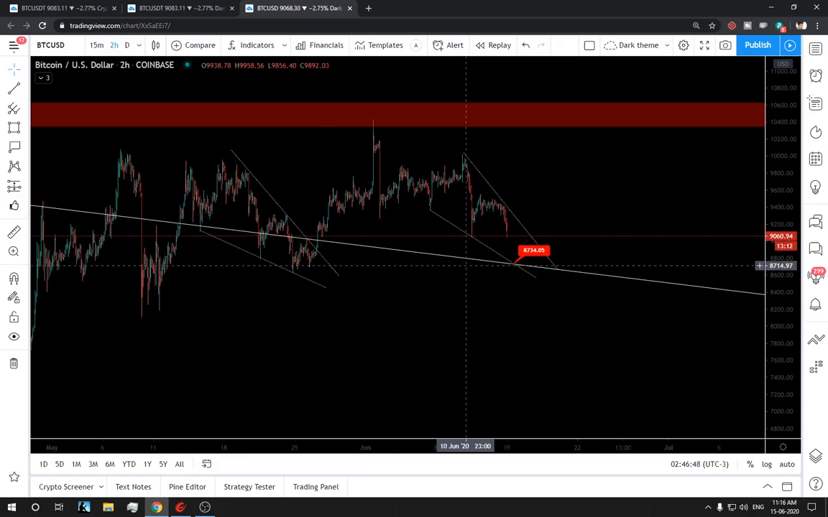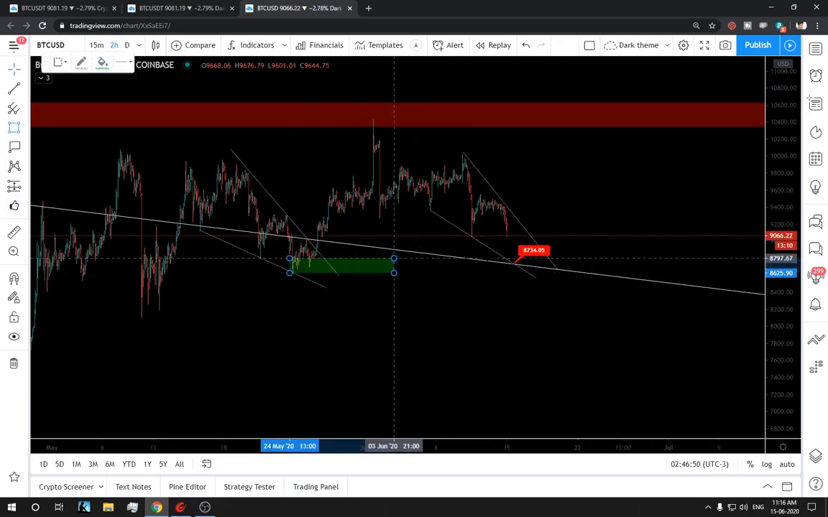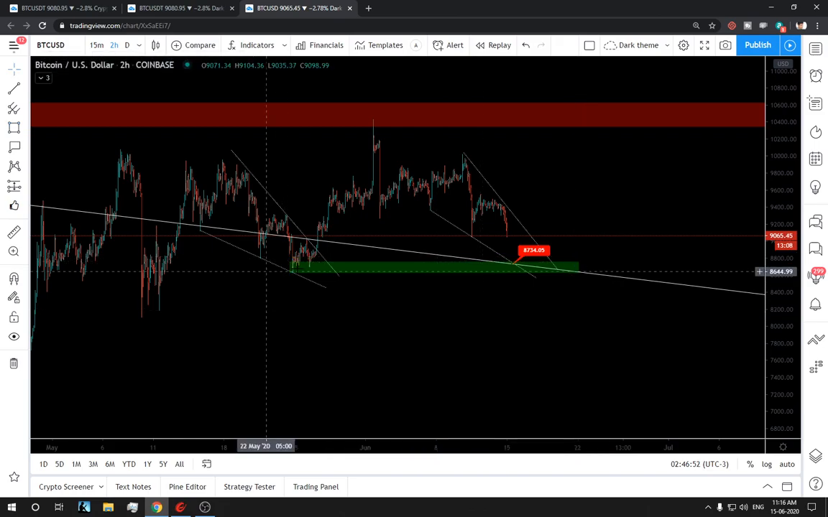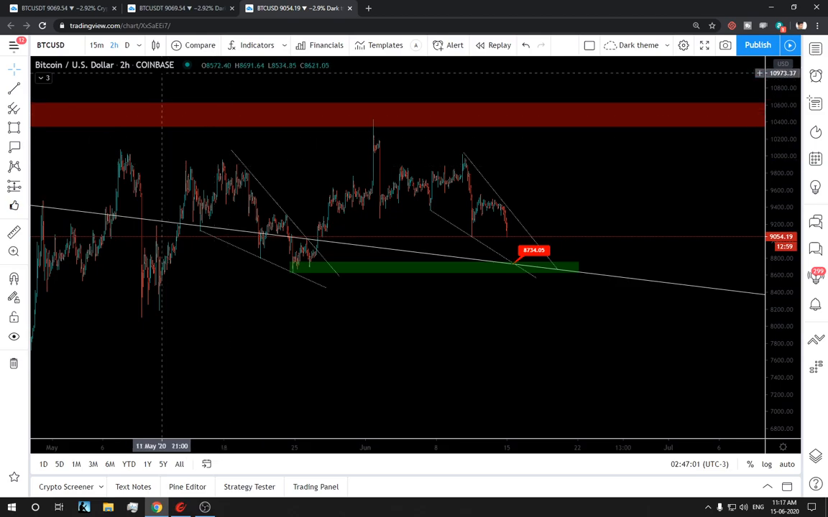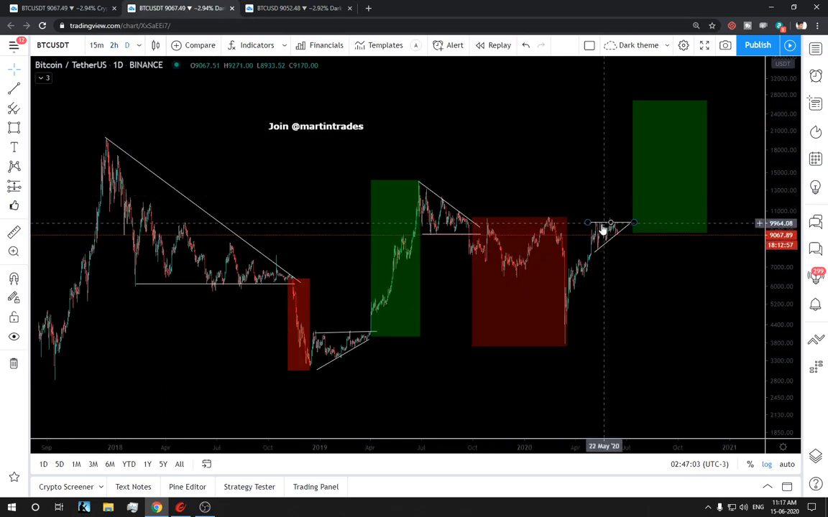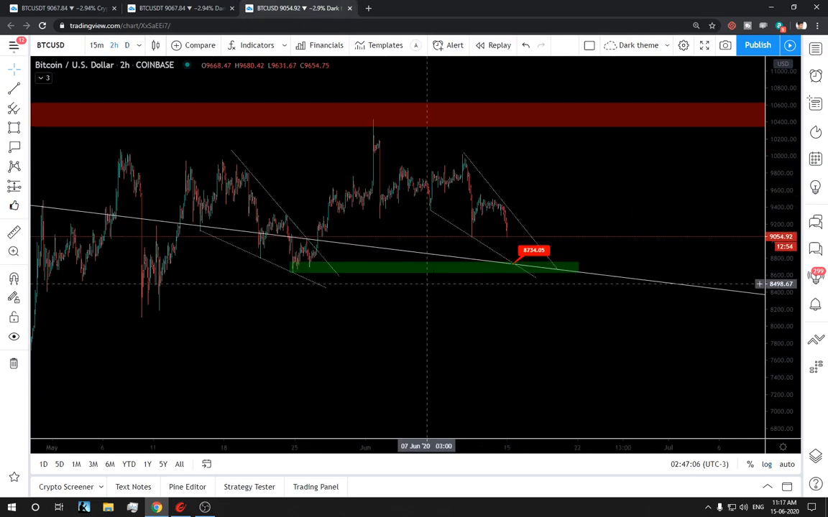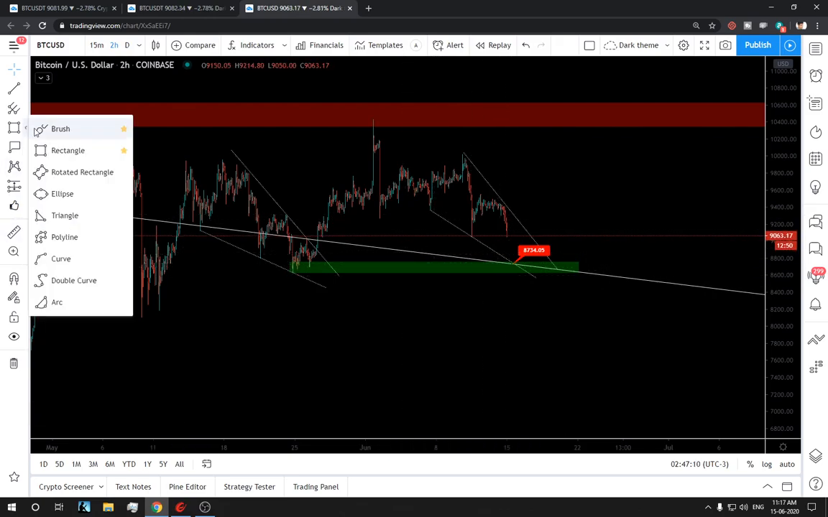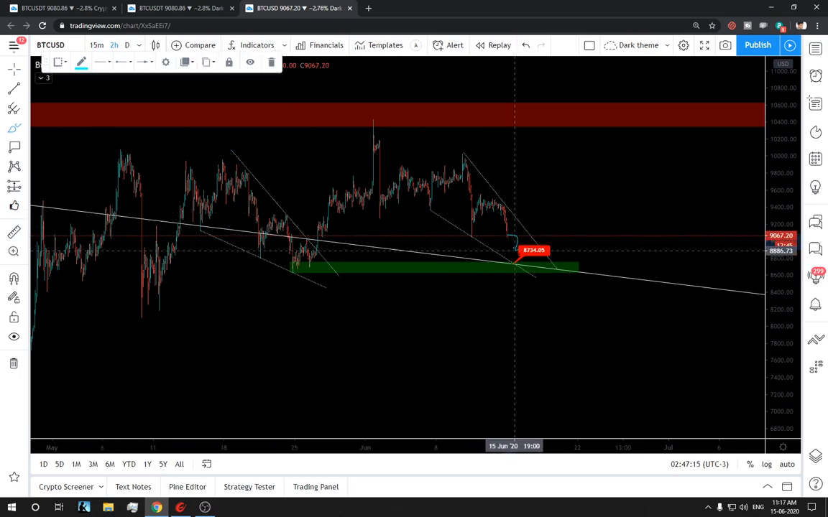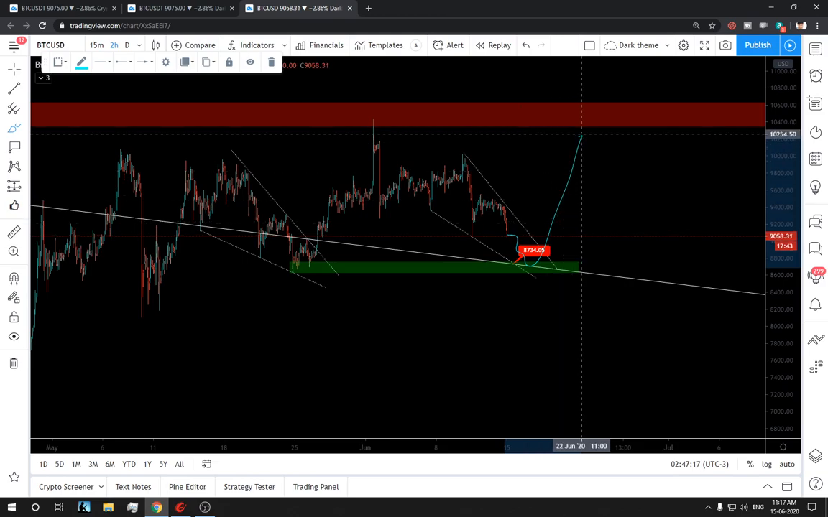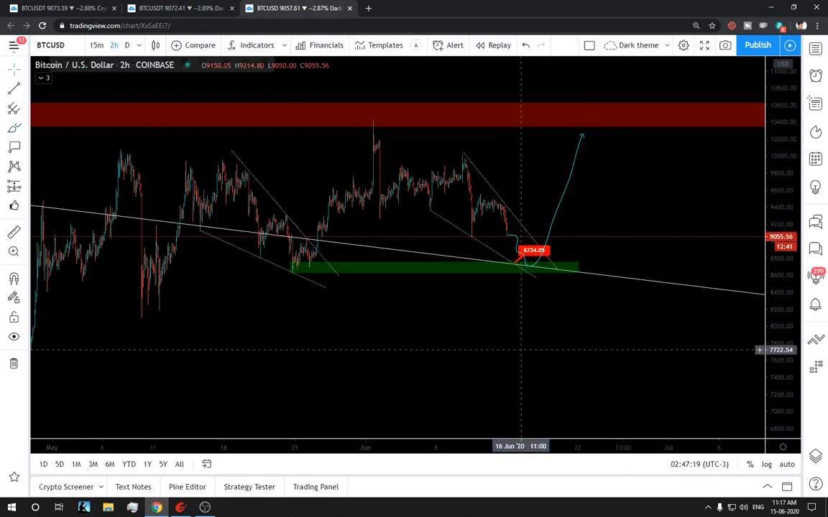So we also have a nice support zone out here. So this is where I see a bounce to the upside, which would eventually break this ascending pattern. So right now this is what I see in the short term, where the market will go something like this, and then it will get the fuel to break towards the upside.